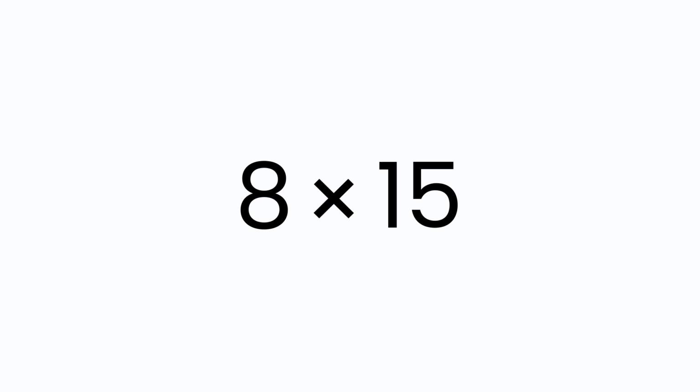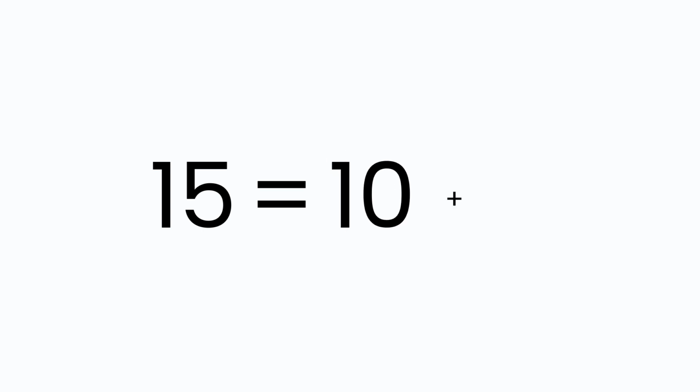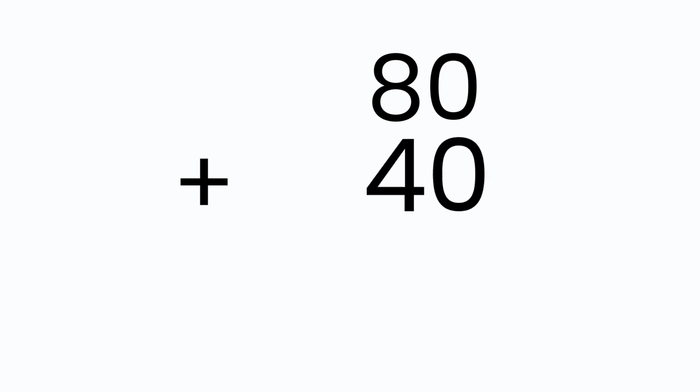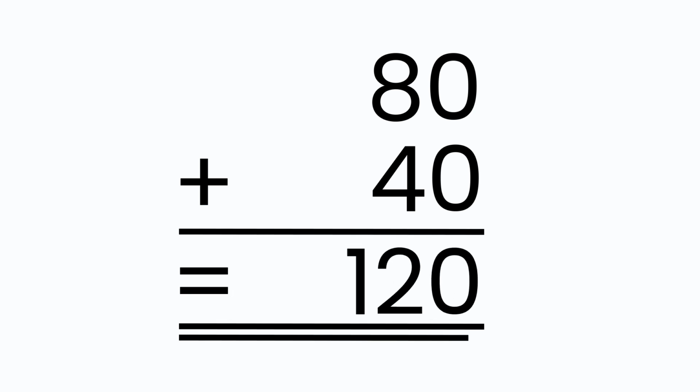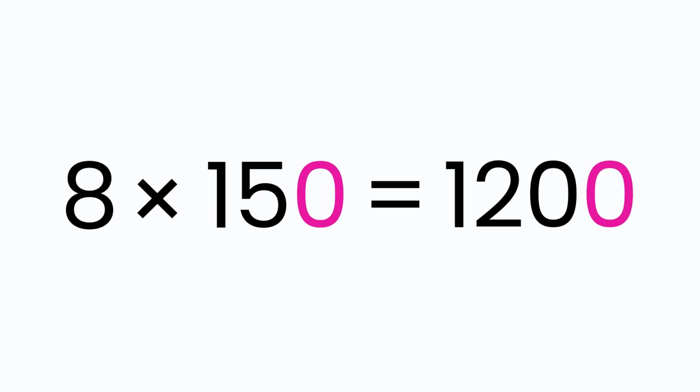When you multiply 8 by 15, you remember that 15 equals 10 plus 5. You first multiply 8 by 10, which is 80. And then multiply 8 by 5, which is 40. Then you add 80 and 40, which equals 120. Since 150 ended with a 0, you put this at the end of 120. So 8 times 150 equals 1,200.